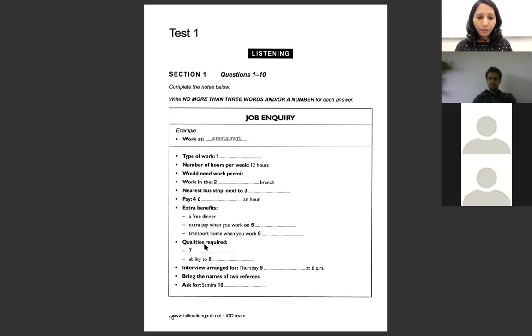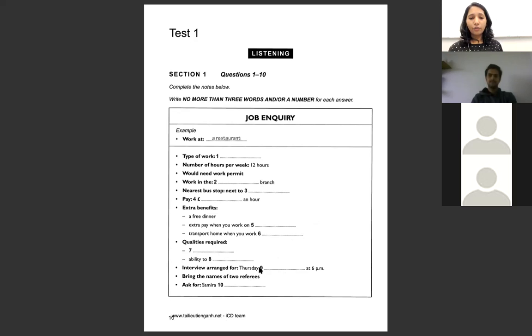Well done. If you look at the sixth blank, transport home when you work dash, maybe late night, midnight or something like that. For the seventh blank, qualities required. What are they looking for? Maybe hardworking, sincere, able to work something. If you look at this, ability to dash, to do something. So you're looking for a verb here, some kind of action.